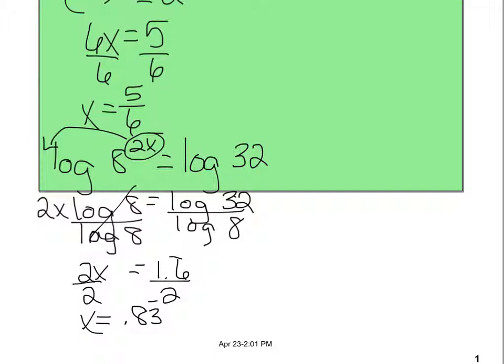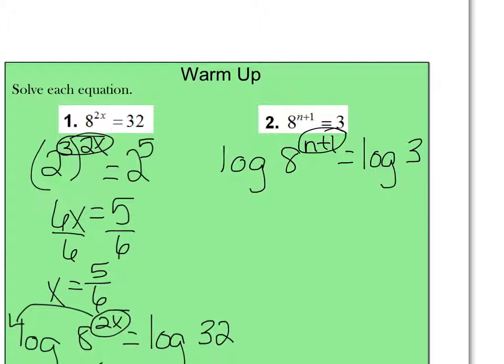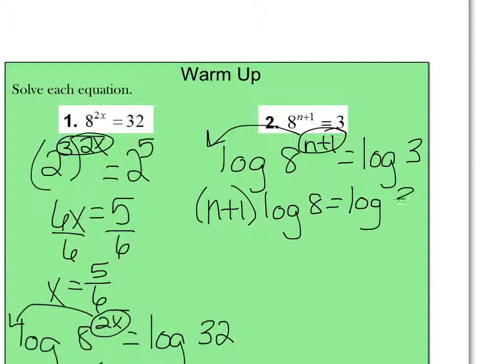If you don't want to try to change them to the same base, then you can add a log into each problem. Now going back up to number 2, here there is no way to turn an 8 and a 3 into the same base. So we're going to introduce the log. So log 8 to the n plus 1 equals log 3. Move that exponent out to the front, and I'm going to put it in parentheses. Divide both sides by log 8.